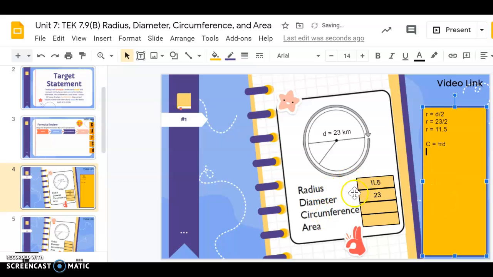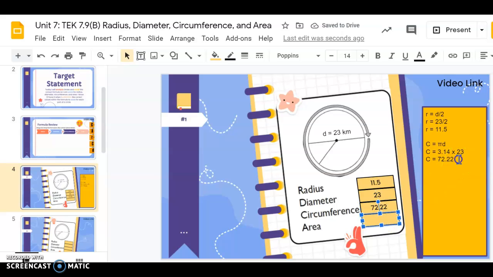I'm going over here. I'm looking at my diameter is 23, so C equals pi is 3.14. We know that because we memorized it because we're real smart like that, times D, which is 23. I am now going to use my calculator to figure out what that is. Okay, so C equals 72.22. That goes down here in circumference, 72.22.